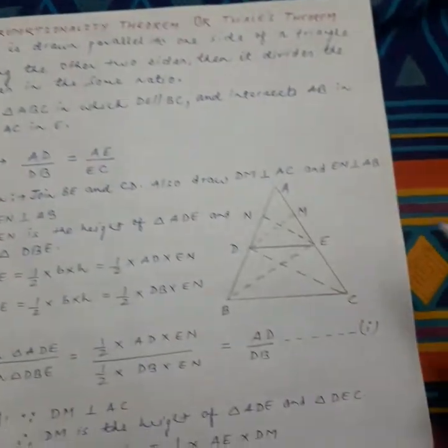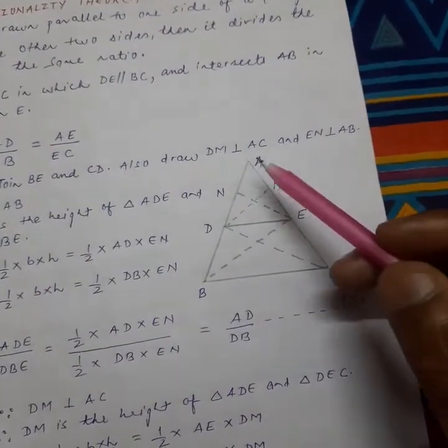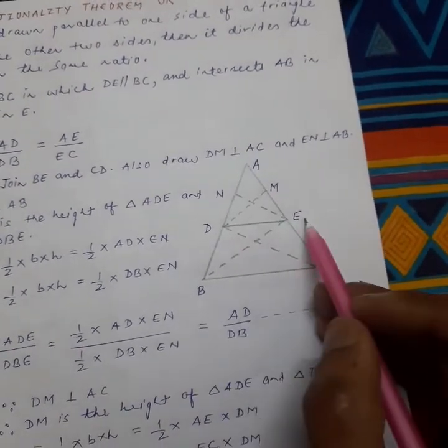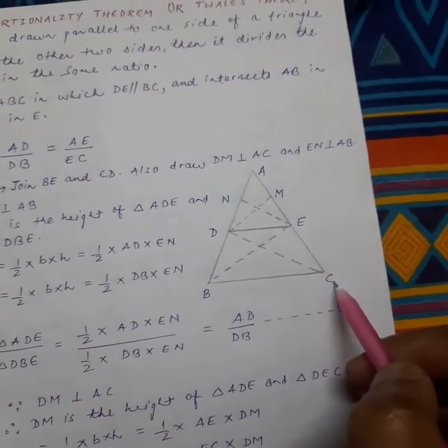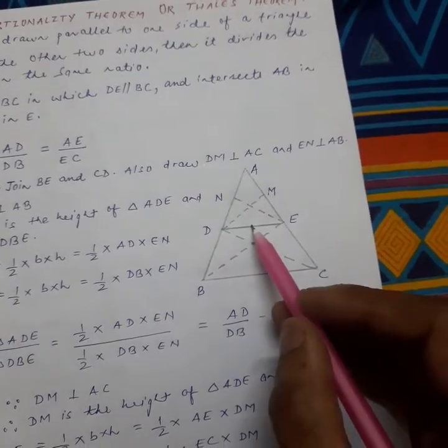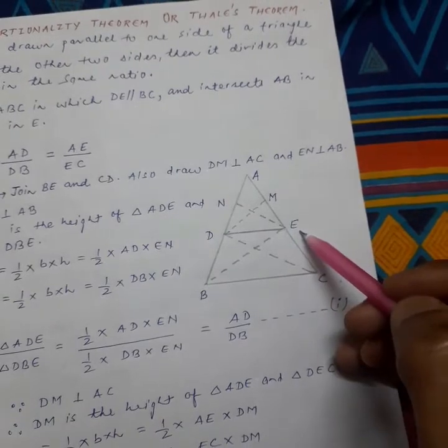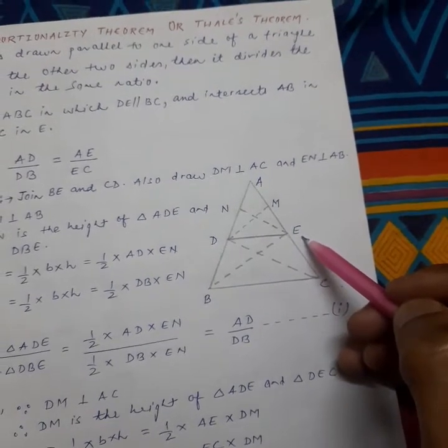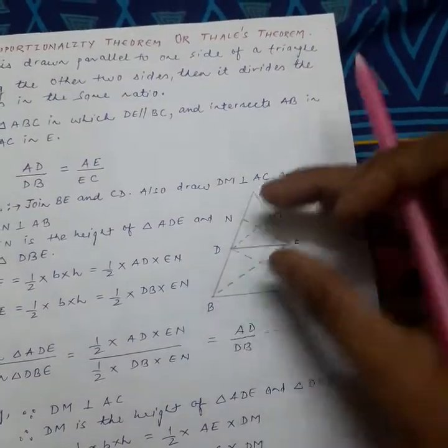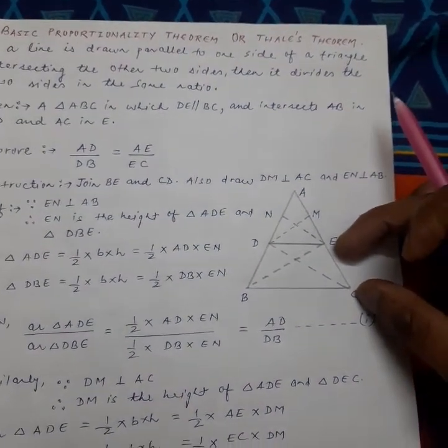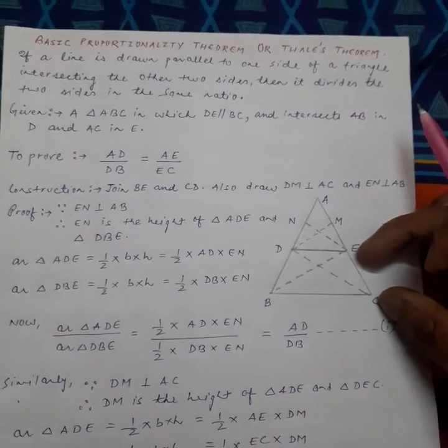What I want to say is that suppose we have a triangle ABC, and in this triangle ABC, line DE is drawn parallel to BC. Now this line is intersecting sides AB and AC at two points D and E. Now the ratio of these two sides, that is AD by DB and AE by EC, will always be equal. This was our Thales theorem. Now how to prove it?